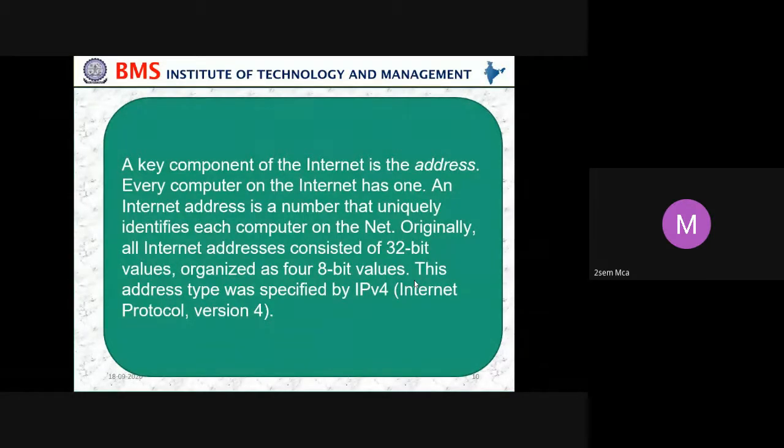So now I have one mail ID. Students, each one of you has your own mail IDs. One is the BMSIT mail ID, and another is an unofficial mail ID that you also have. Like this, we have a WhatsApp group for first semester and for second semester students, and you would have created an unofficial group too. But there also you have an address, right? So every computer on the internet has one. An internet address is a number that uniquely identifies each computer on the internet.